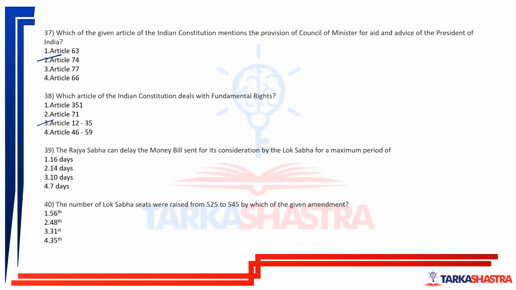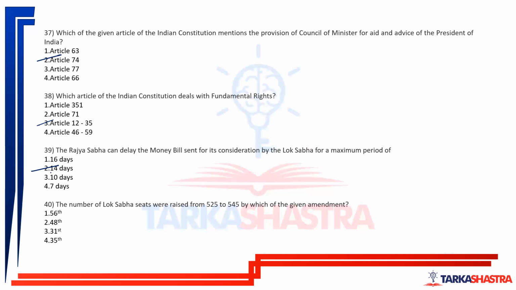The Rajya Sabha can delay the money bill sent for its consideration by Lok Sabha for a maximum period of 14 days. Okay? For a maximum period of 14 days, Rajya Sabha can delay the consideration of the money bill that has been sent.